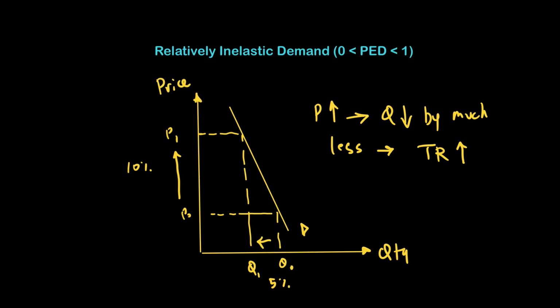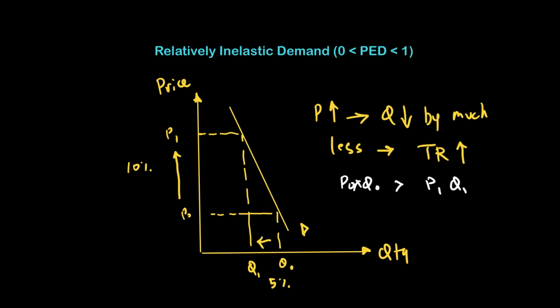And if you look at this in short, guys, if you look at this area, P0 times Q0, which is the revenue before this rectangle that is formed, versus P1 times Q1, you will realize that P1 times Q1 is much more than P0 times Q0, which is because the quantity just fell by 5% when the price went up by much more.